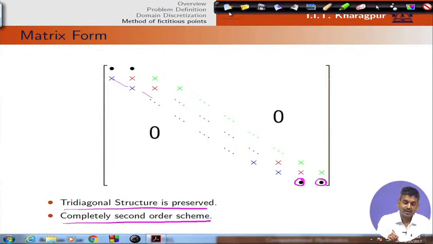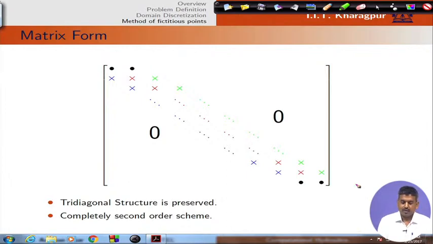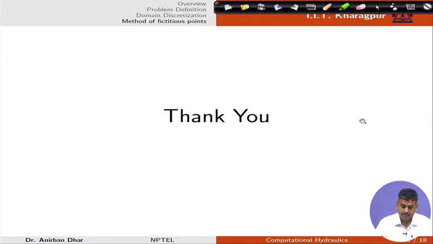So, at the same time we are getting two important points. One is computational, this will be better, and at the same time the solution accuracy will be better. Thank you.